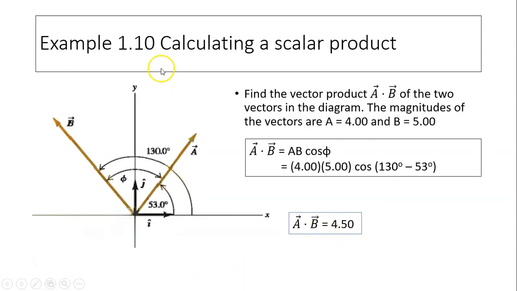Let's do another example. Calculating a scalar product. Find the scalar product a dot b of the two vectors in the diagram. The magnitudes of the vectors are a equals 4 and b equals 5. So here's 4, here's 5. By definition, a dot b equals ab cosine phi. So a is 4, b is 5. What is the angle in between? The angle in between is 130 minus 53. So after you put that in the calculator, you should have 4.50.